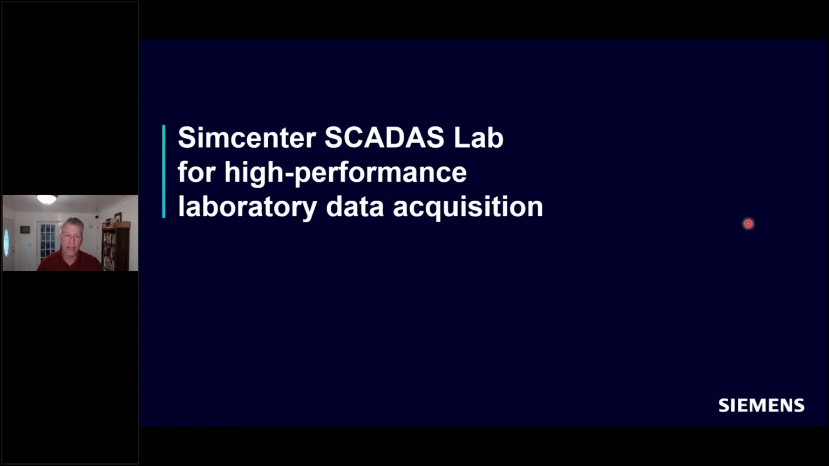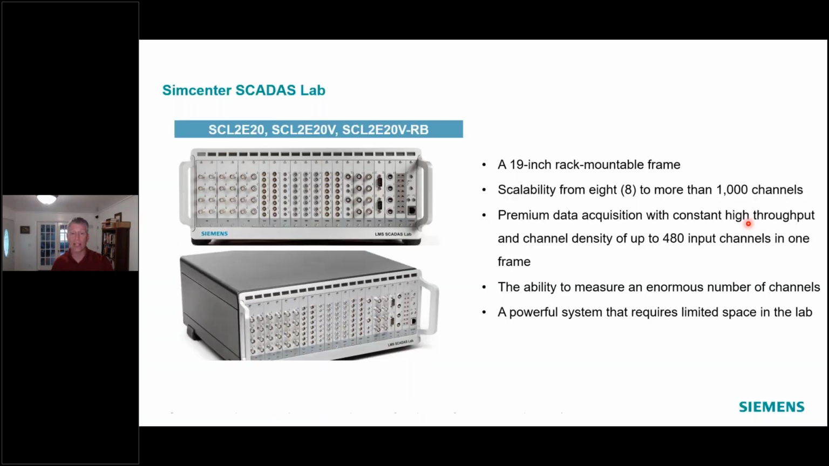The Scatus Lab is a 19-inch rack mount frame, highly scalable, and can go from 8 to over thousands of channels. A single chassis can hold up to 480 input channels. These are called Scatus Lab /20, meaning there are 20 open slots into which I could put single modules, like we're showing in the picture here, single width modules, and have 20 different cards in a chassis.